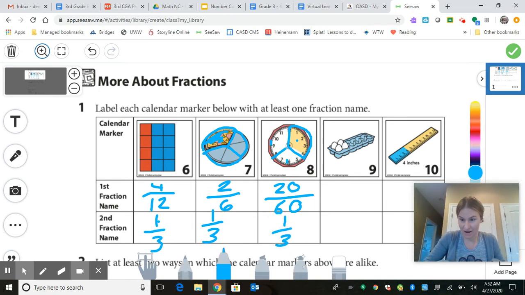Here I have a dozen eggs. And if you have an egg carton, it's kind of fun to play around with fractions. There's lots of different ways that you can make fractions with a dozen eggs. So just a quick activity you could try.